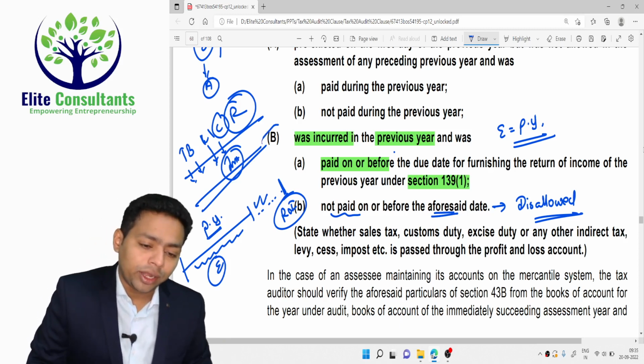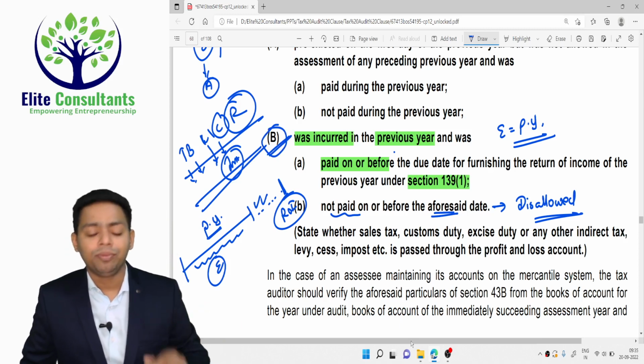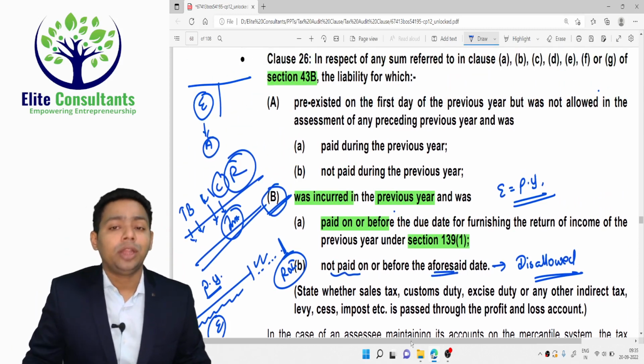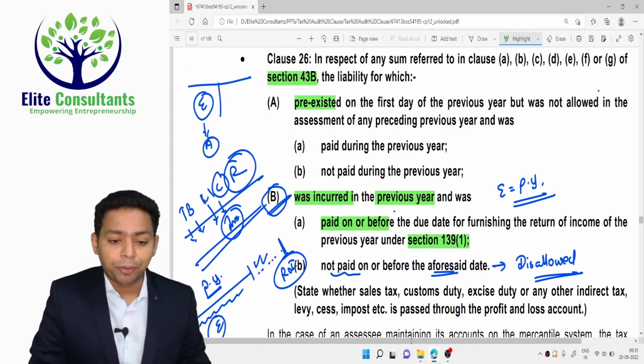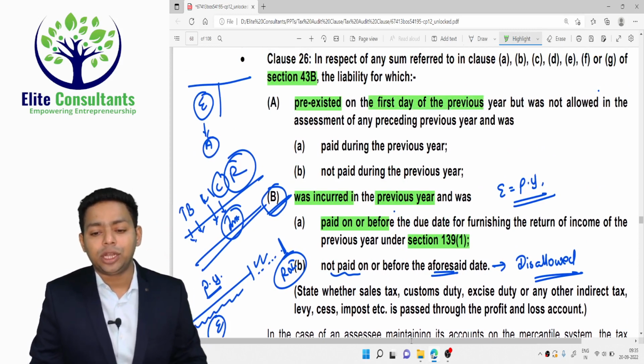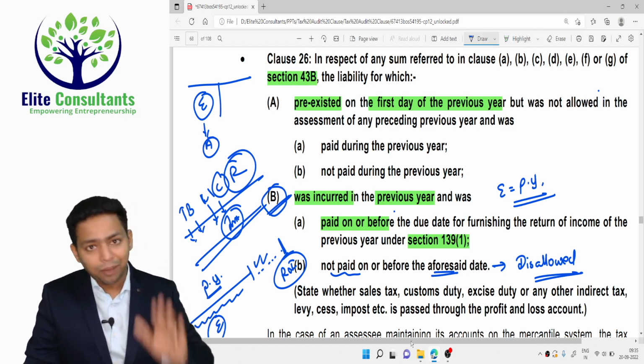So as an auditor, you are not only supposed to do the reporting in the year in which it was incurred, you are also supposed to do the reporting in the year in which it was paid. So if it pre-existed on the first day of the previous year, that means this expense is not belonging to that previous year.